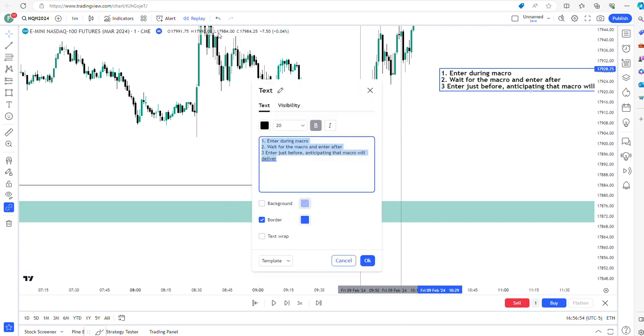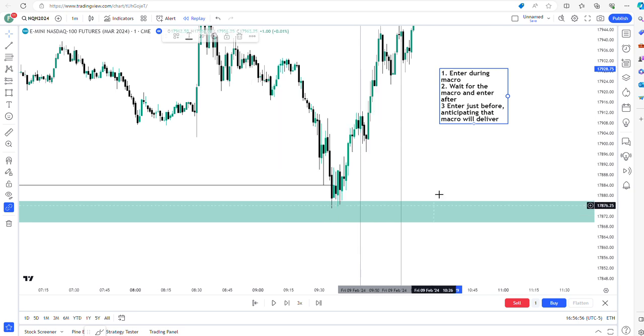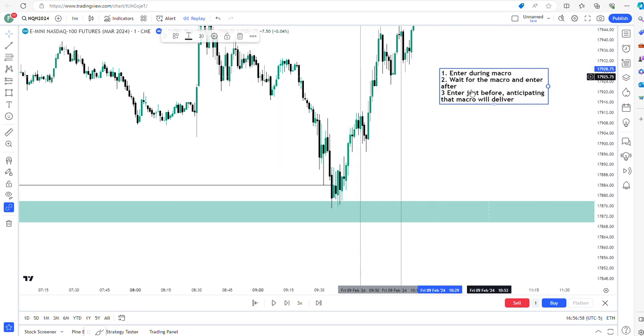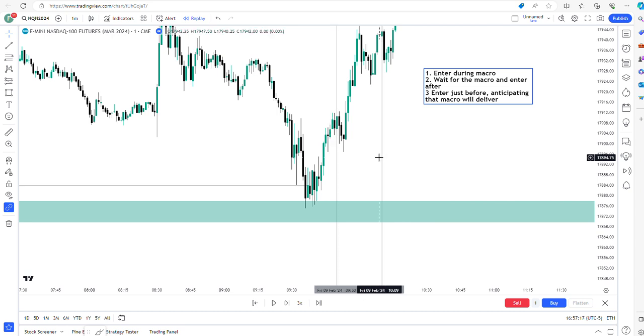So there's 3 ways that I like to use macros. These are the 3 ways, right? Enter during the macro, wait for the macro to play out and enter after, because sometimes the macro raids liquidity and you might be looking for the shift and return to the fair value gap. Or enter just before and then anticipate that because the macro is a key window of time that it's going to deliver price. And this is how you'd kind of use this macro in this case, 950 to 1010.